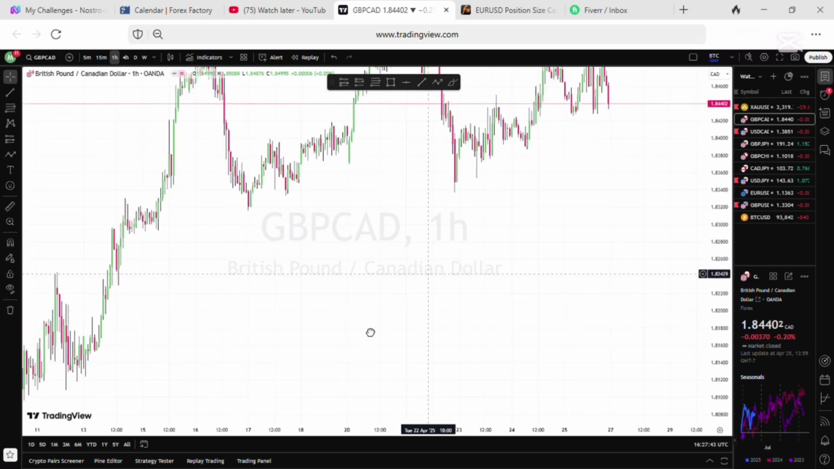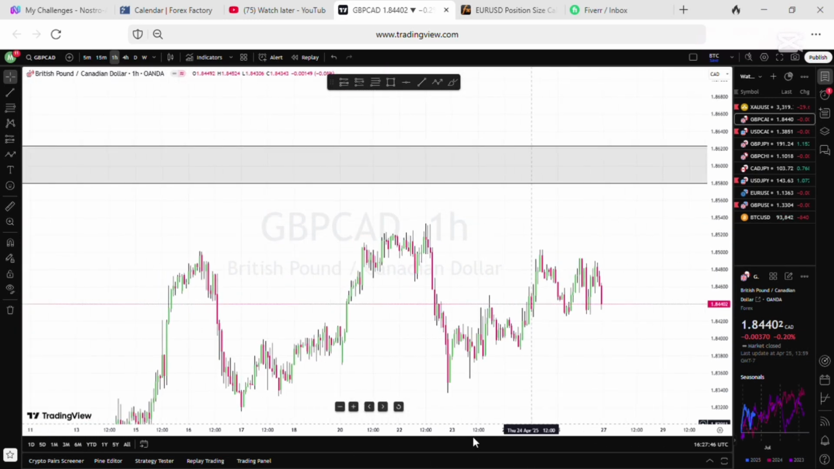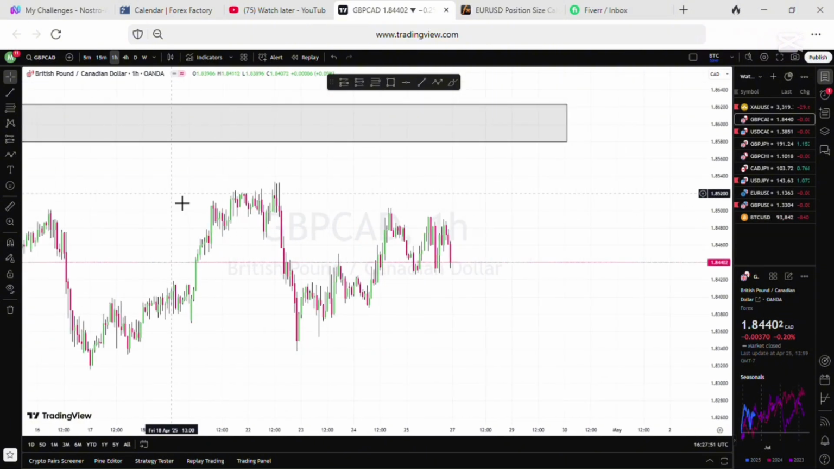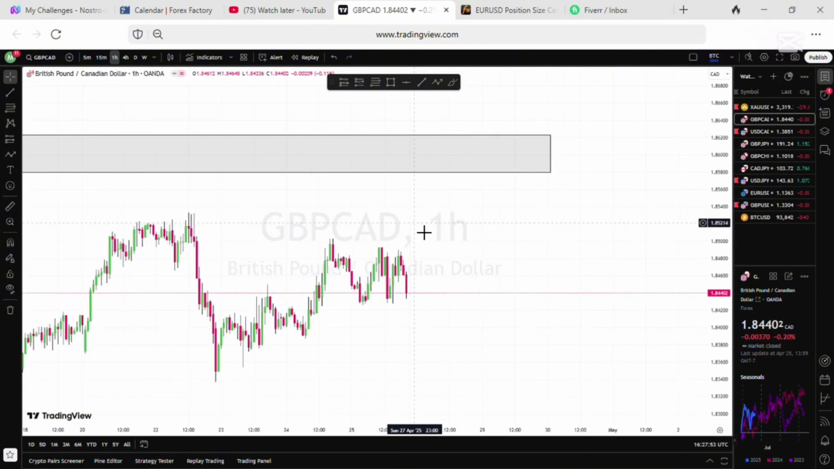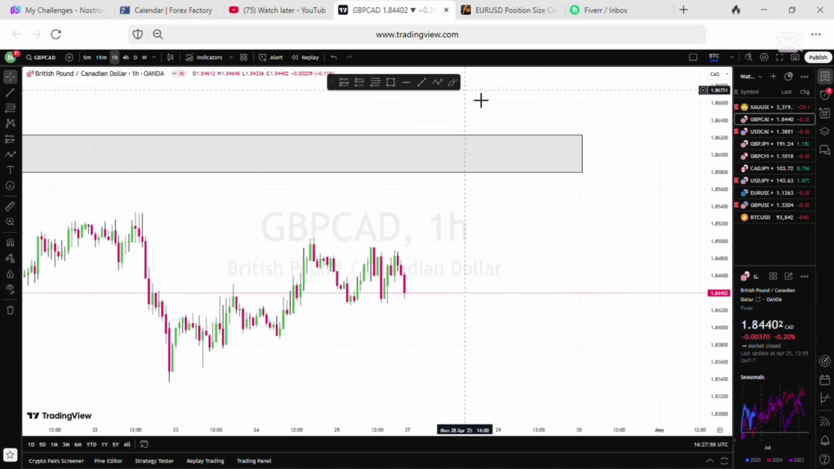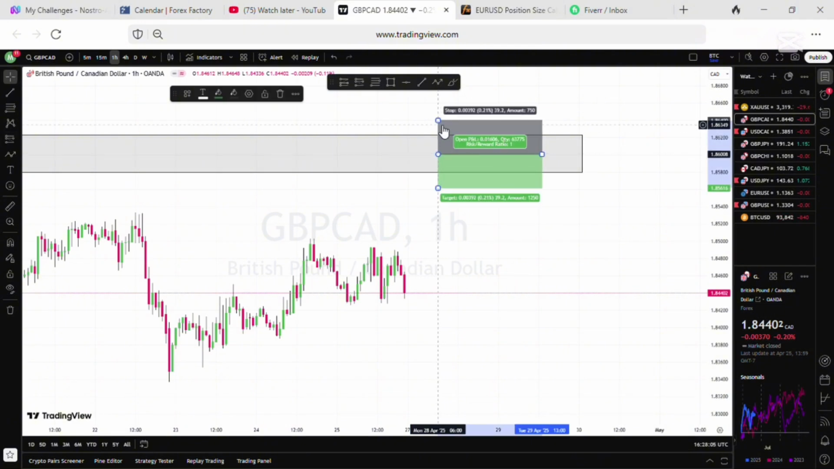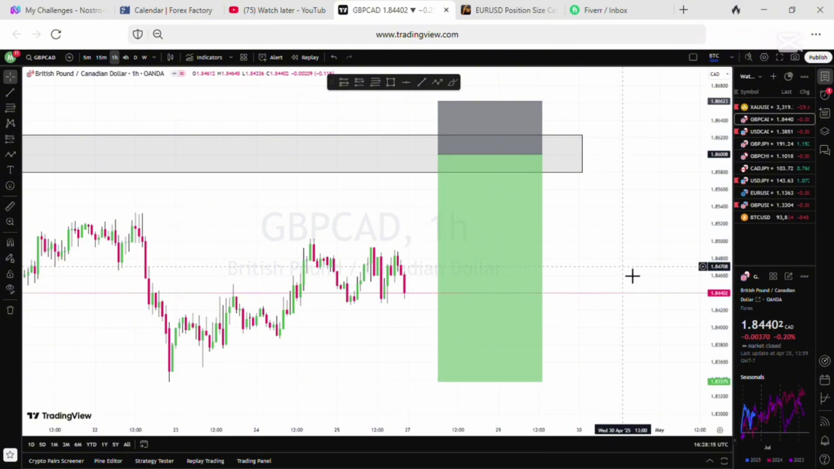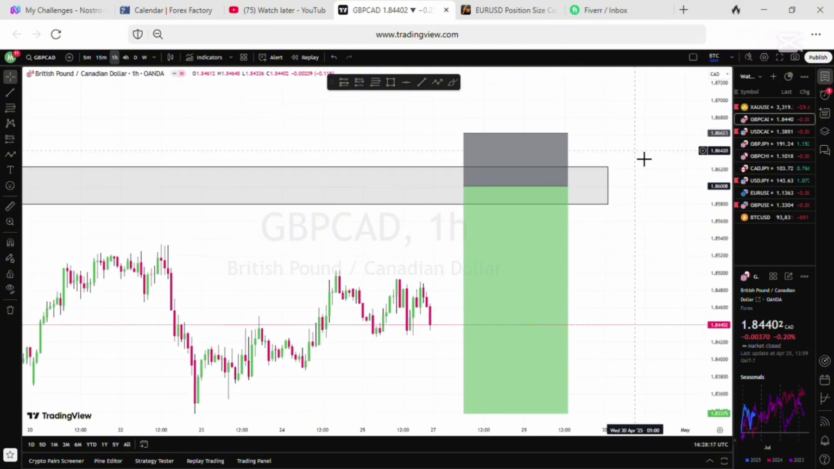So if price decides to come up here, we'll be selling from somewhere here, or if price decides to hit the 50% of the demand zone, we enter here, putting our stop loss just above and targeting this low here. So that's it, guys.